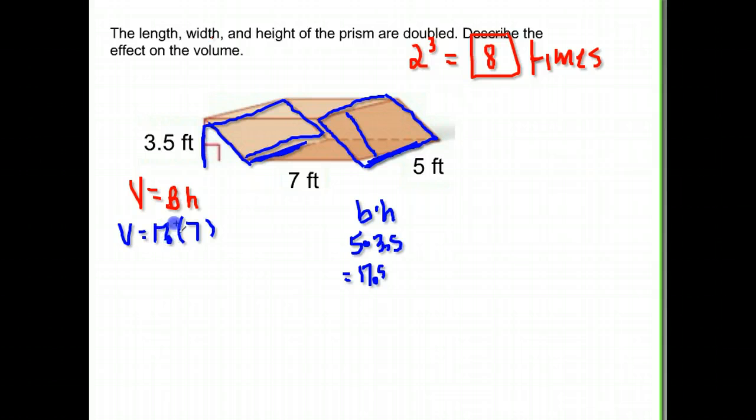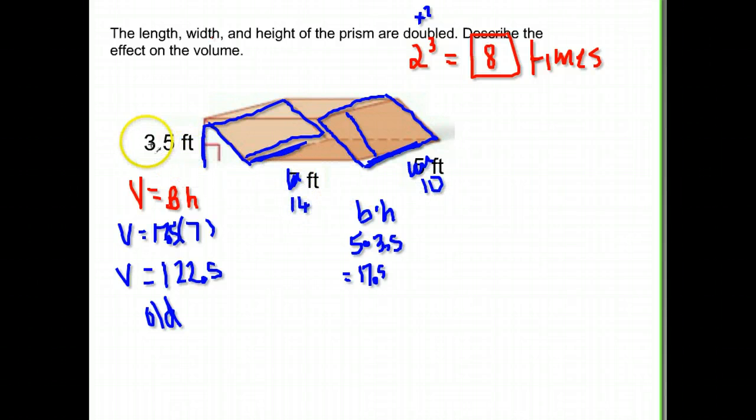Okay, so our volume will be 17.5, the area of our base, times 7, which was our height, and we get a volume of 122.5. Okay, this is our old volume. Let's take a look. What would our new volume be? If we double, that means to take everything times 2. So instead this would be 5 times 2, which is 10. This would be 2 times 7, 14. And this would be 3.5 times 2, which is 7.